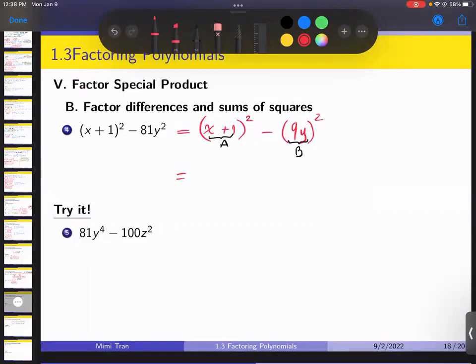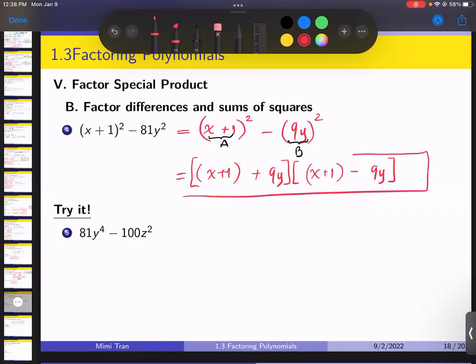I have A squared minus B squared. So A plus B times A minus B. What's A? A is x plus 1 plus B, which is 9y, times A minus B. Again, A is x plus 1 minus 9y. Then you're done. You gotta try number 5. Yeah, you try number 5.